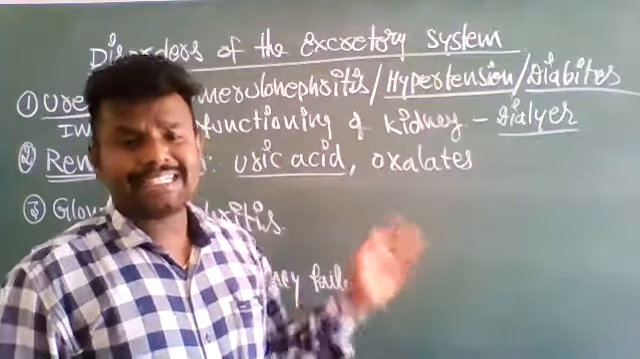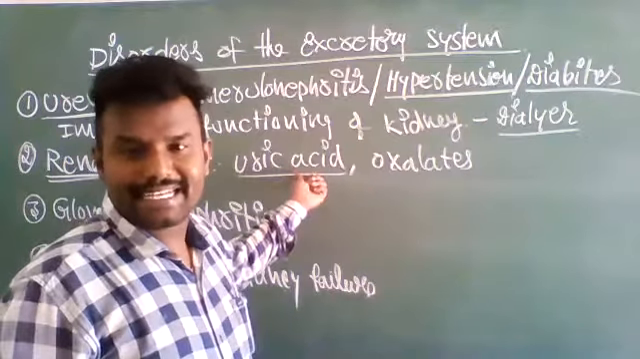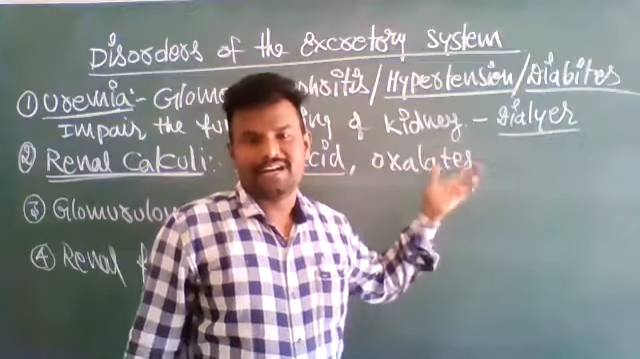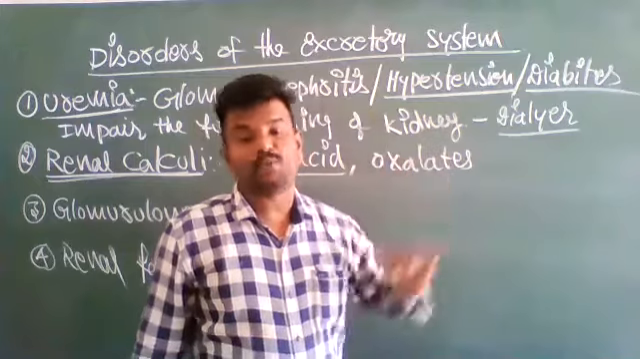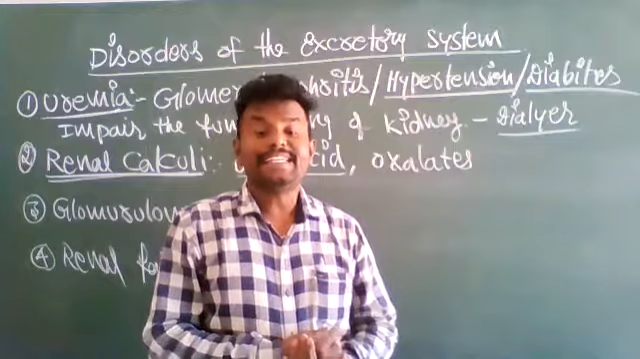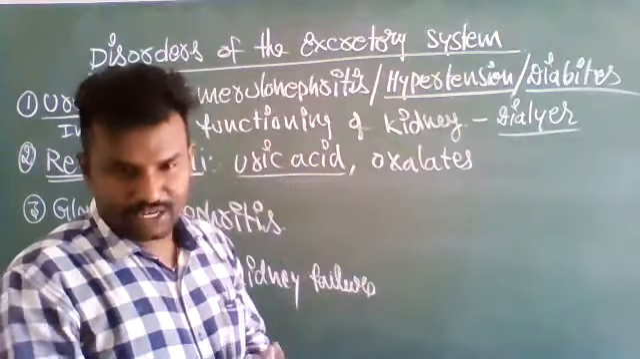Generally, uric acid is converted into urea. If that system fails, uric acid increases more and more. Oxalate is a kind of chemical. If these chemicals are formed in excess amounts in our body, these conditions lead to the formation of kidney stones in the urinary tract. That is called renal calculi.